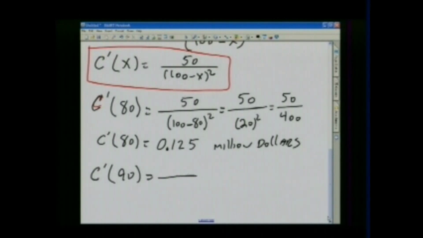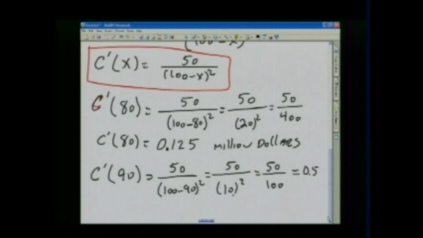Removing 90% would be equal to 50 divided by 100 minus 90 squared, which is equal to 50 divided by 10 squared, which is equal to 50 divided by 100, which is equal to 0.5 million dollars. Okay? So the rate of change of the cost of removing 90% is $500,000.